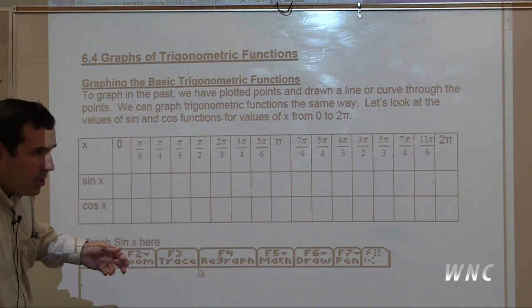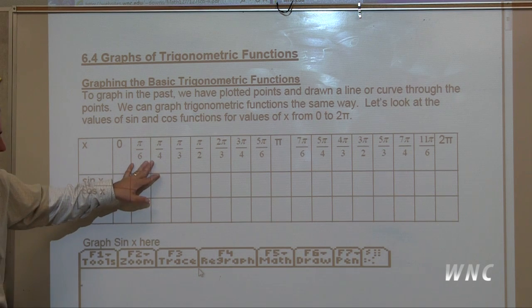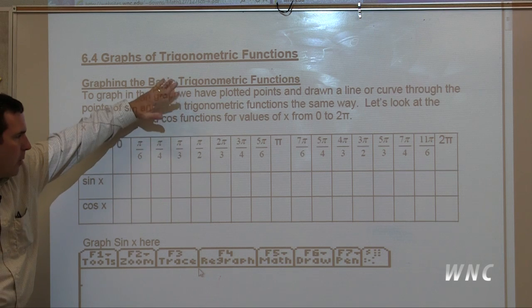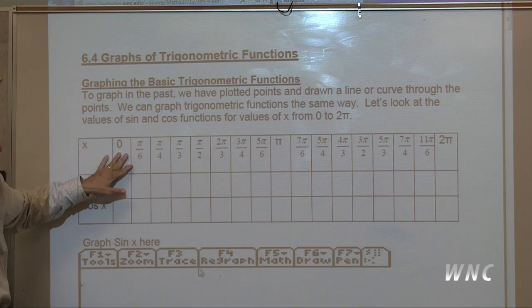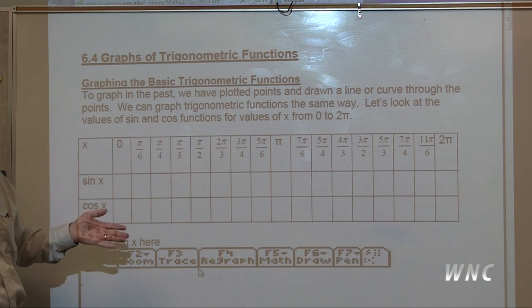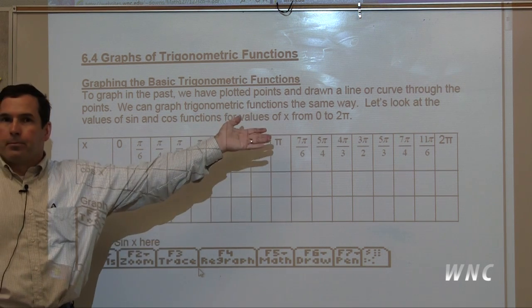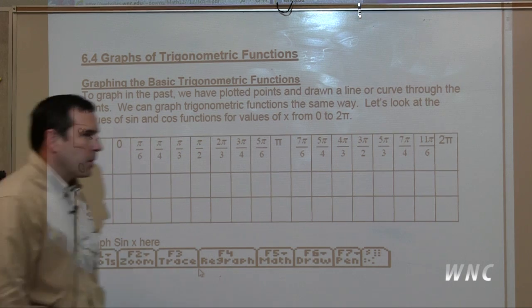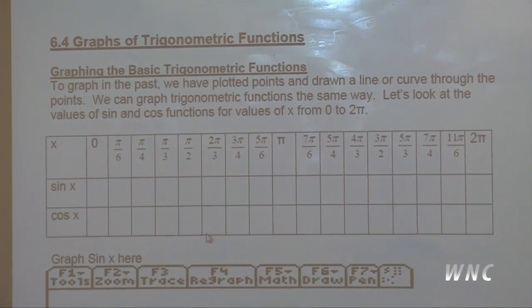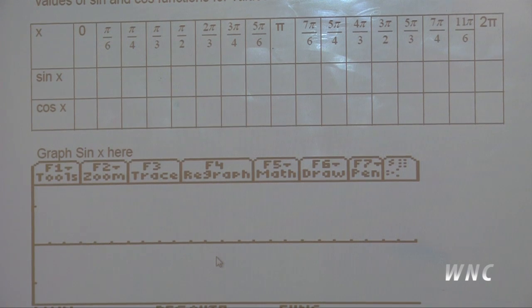Now the values I've chosen here are the standard ones we would memorize: 0, pi over 6, pi over 4, pi over 3, pi over 2. If you memorize these values in sine, cosine, tangent, cotangent, secant and cosecant, you know the whole thing. So we'll start off here. Let me scroll this up a little bit so I can have both the chart and the graph on the same screen.